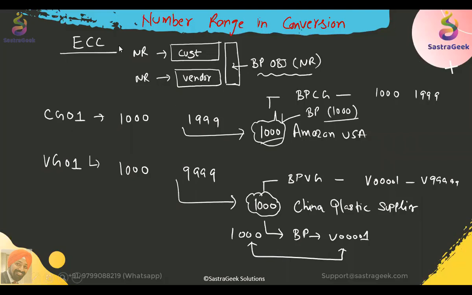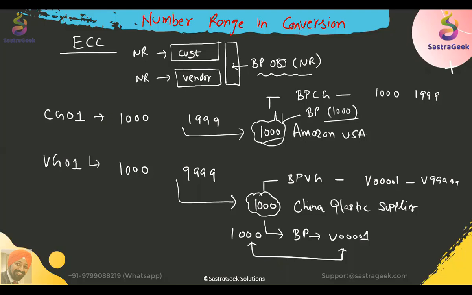So here we discussed what would be happening in the number range in the conversion. When you are doing it in ECC, it would be just the opposite. We already have a customer and vendor, and we need to create a business partner. So the business partner number range needs to be taken from the customer and vendor. Here the business partner number range would be the external number range.